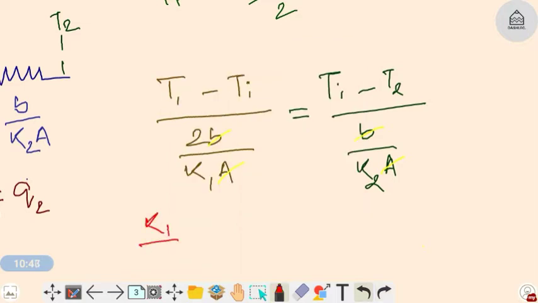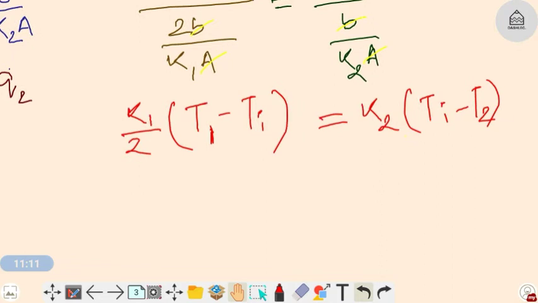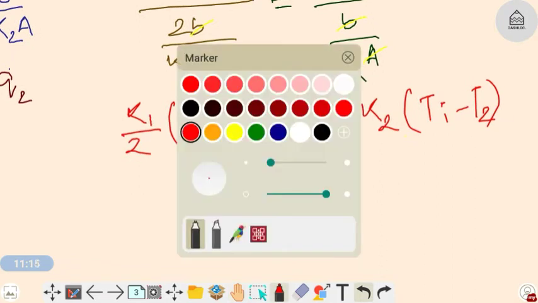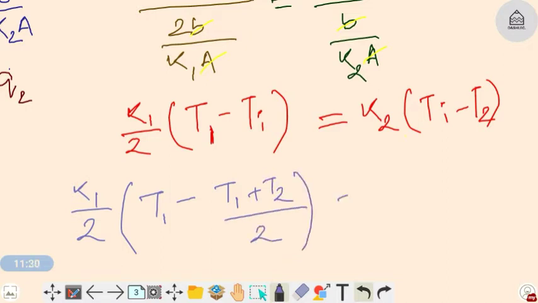it will happen like this: K1 by 2 into T1 minus Ti is equal to K2 into Ti minus T2. So if I put the value of Ti, K1 by 2 outside, T1 minus Ti, where Ti is T1 plus T2 divided by 2, is equal to K2 into T1 plus T2 divided by 2 minus T2.